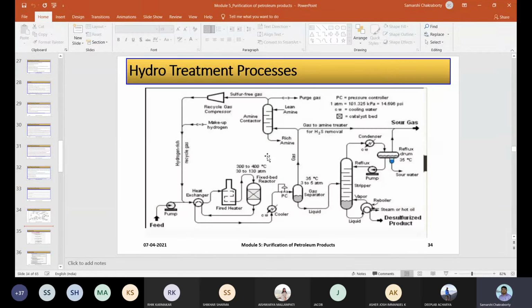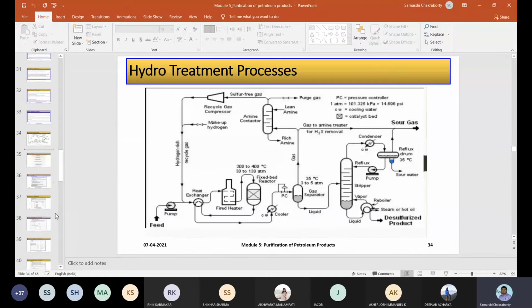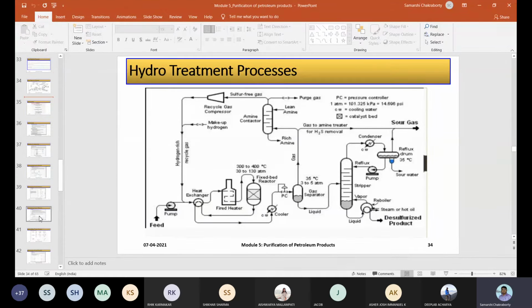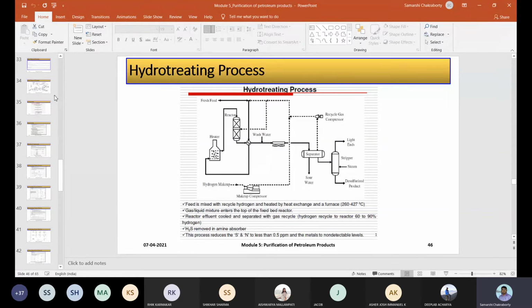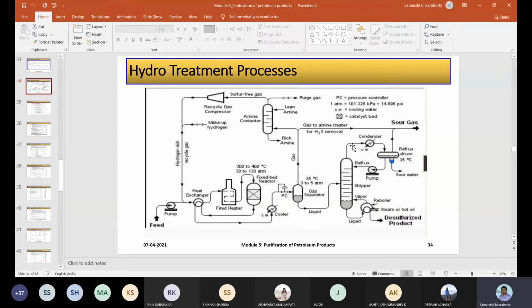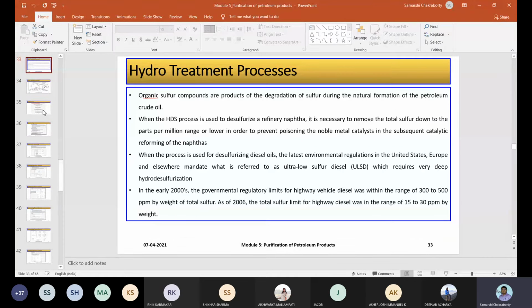So this flow diagram and the flow diagram I discussed at the beginning of our class are almost the same. Only that this flow diagram is a little bit more detailed. The light end separation is not mentioned there, but in this particular flow diagram, the light end separation is also mentioned. So the remaining part is almost the same. The same hydrotreating that we have discussed there is happening here also, so not much difference is there.